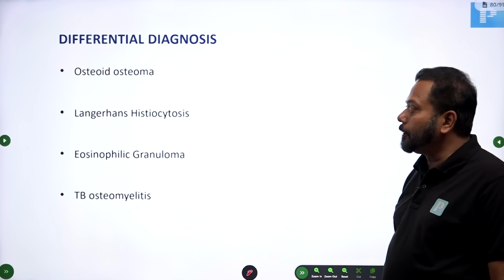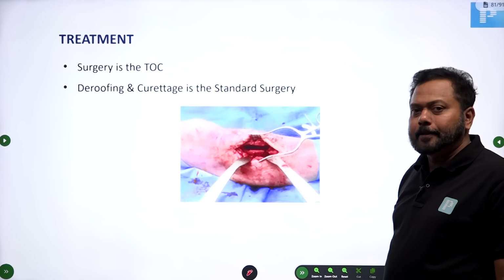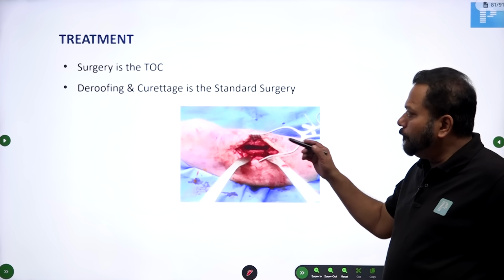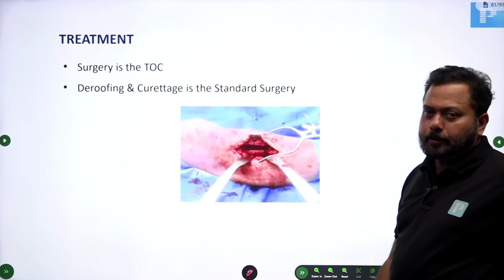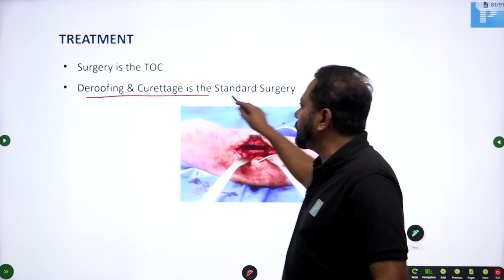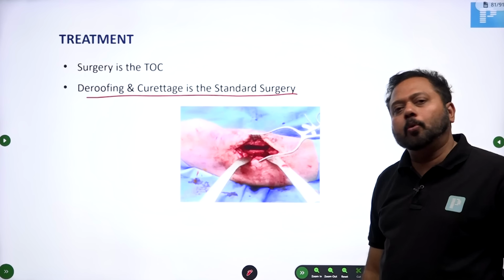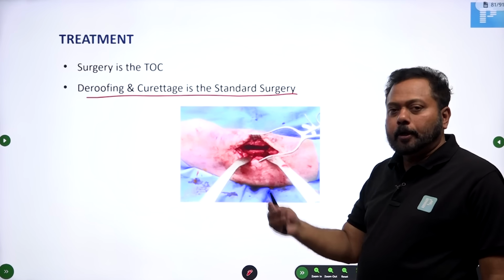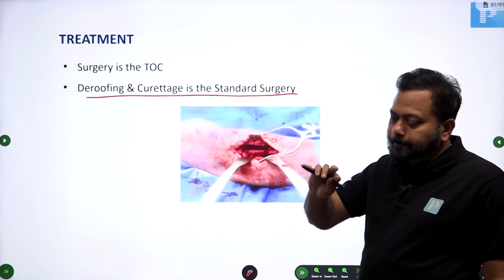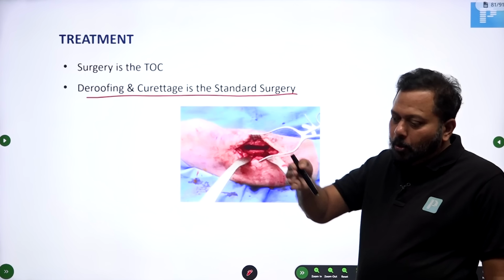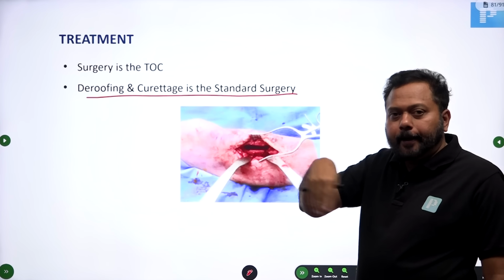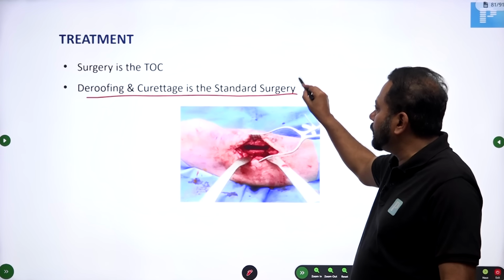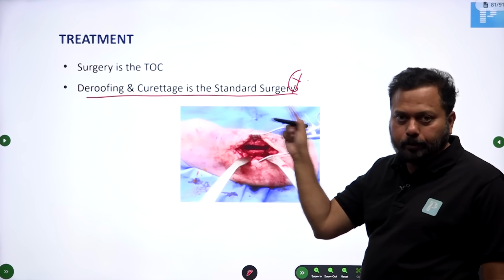Don't forget osteoid osteoma. Best treatment is surgery, the treatment of choice. Antibiotics won't help much. De-roofing and curettage is the standard procedure. Surgery is the treatment for any subacute osteomyelitis. Your antibiotics won't help. Like chronic osteomyelitis, you have to go for curettage. De-roofing means breaking open the cortex. You scoop away all the dead tissues. That's called de-roofing and curettage, the standard treatment of choice. Expected question. Please note this.